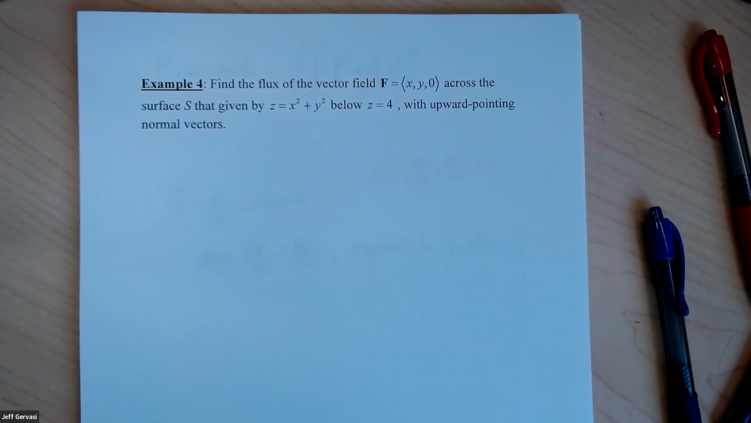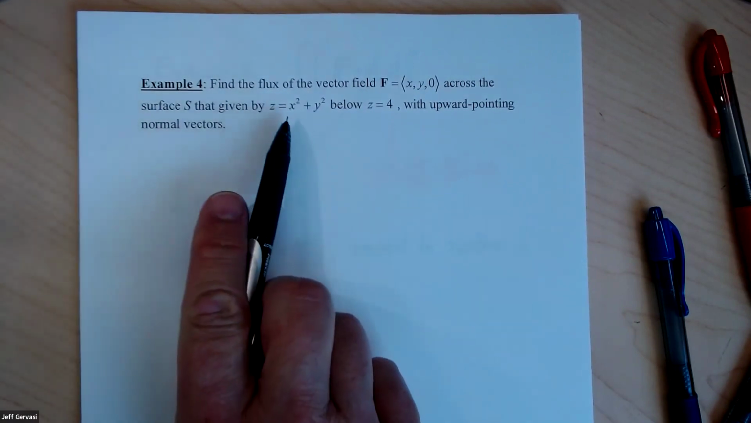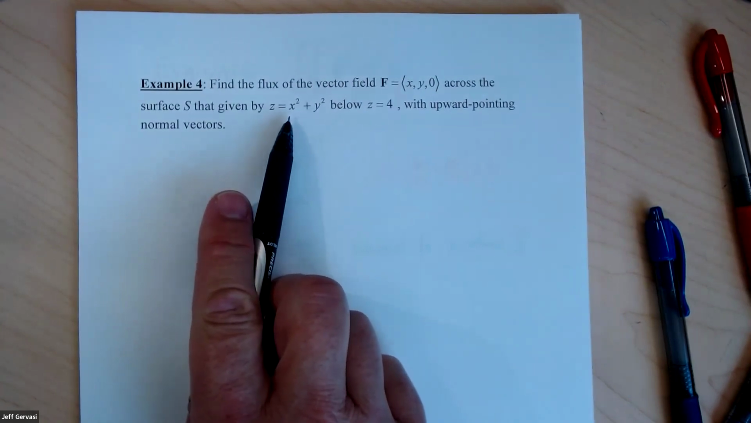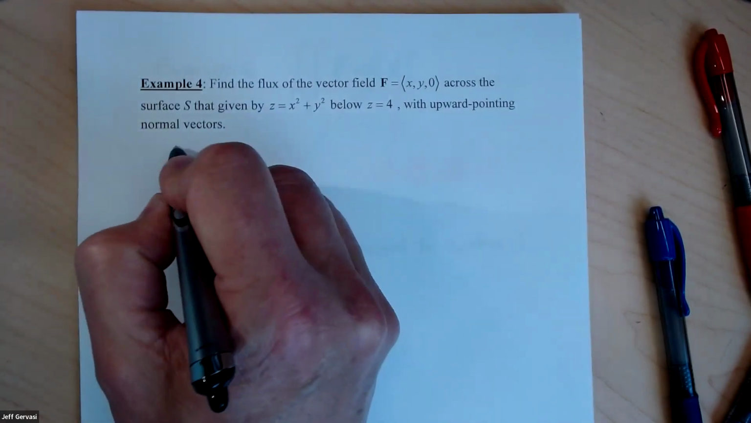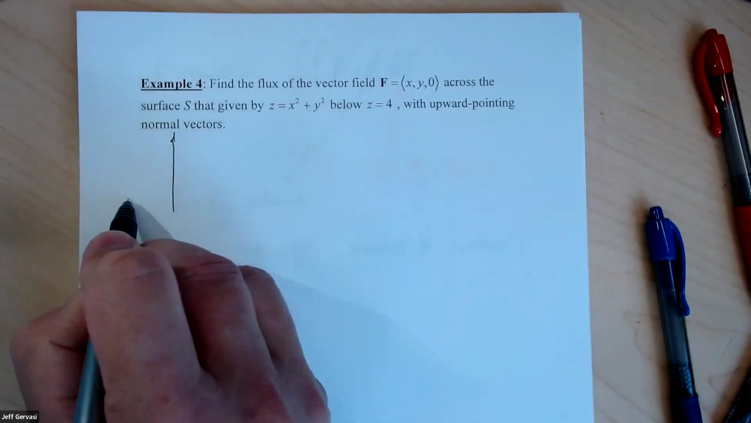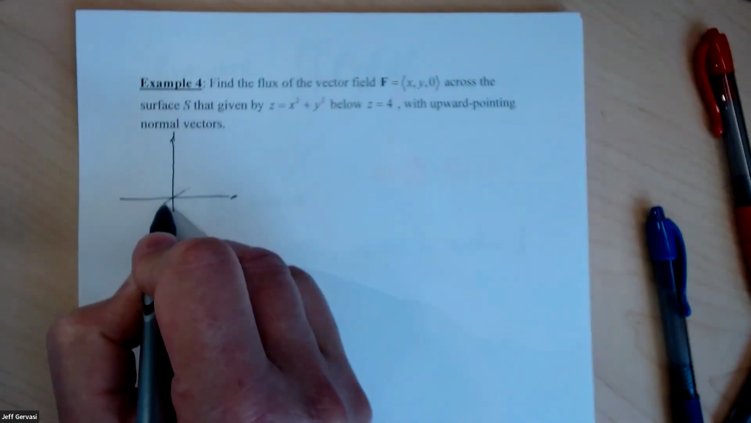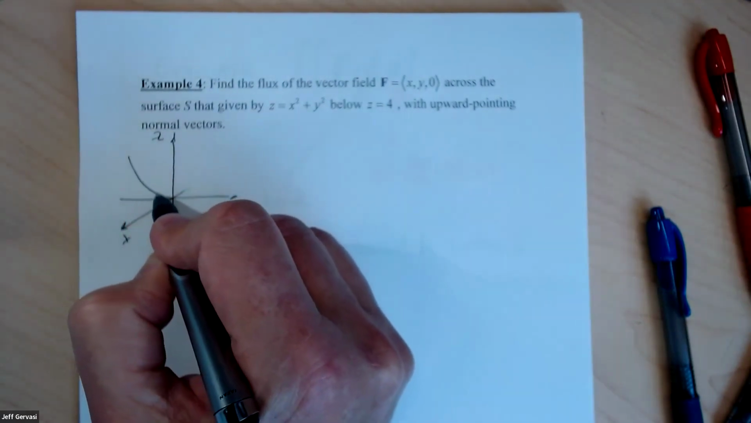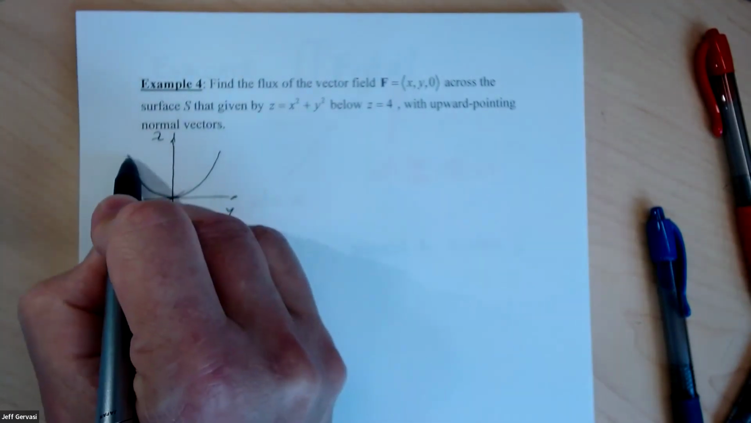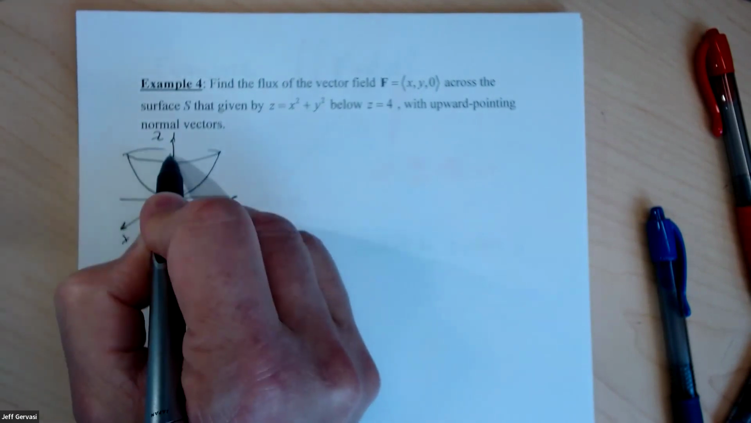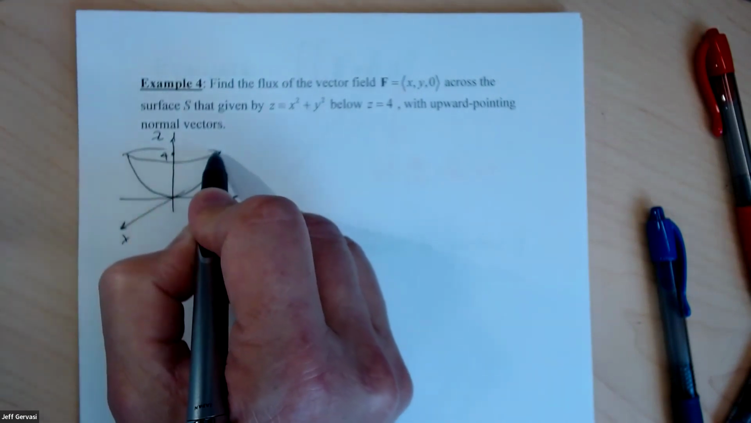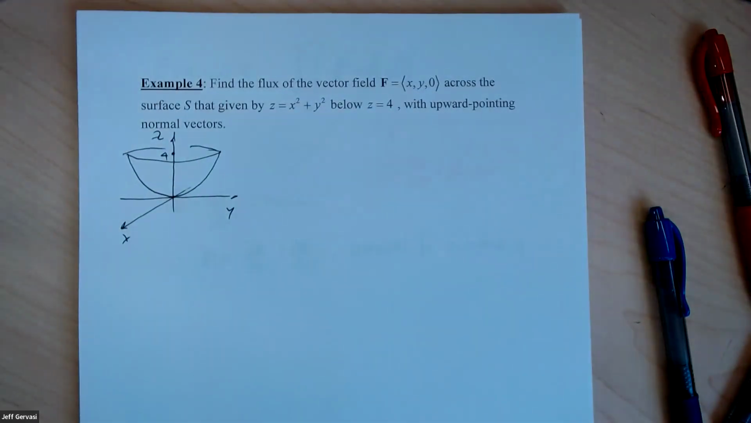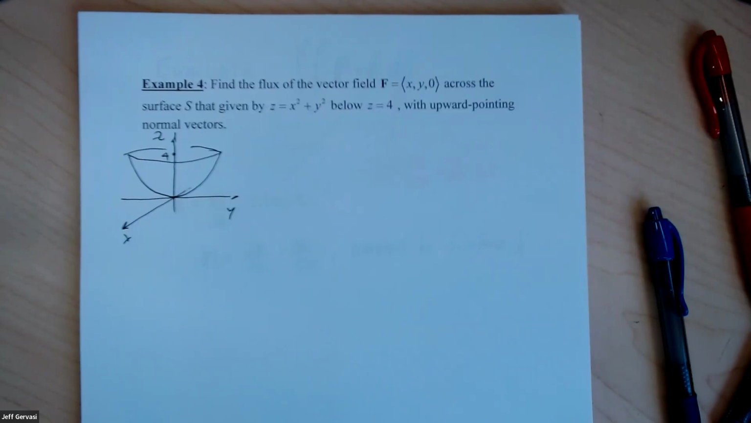So, gang, remember from your earlier experiences, this is not the equation of a cone. This is the equation of a paraboloid. It's going to open upwards. So, quick sketch of that. And it's capped. It says below z equals 4, so think of that as being trapped below the plane z equals 4.